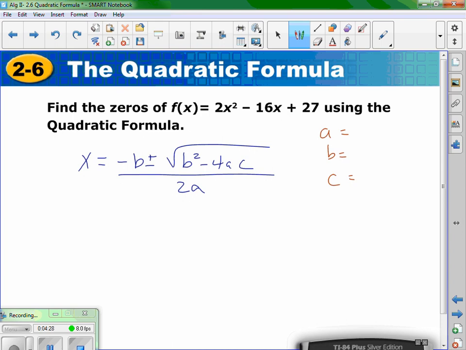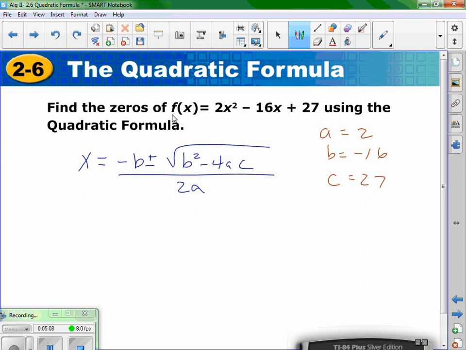Where do I find a at? I'm not going to say the beginning with the x squared. What number's with the x squared? 2. What is your b? It's -16. Why? It's with the x. Not just the number, you also take the sign. Let's see. 27. It's either going to be equal to f of x or equal to 0. If it's equal to one of those, you have to make it so by rearranging.